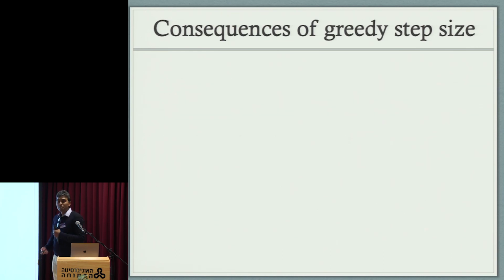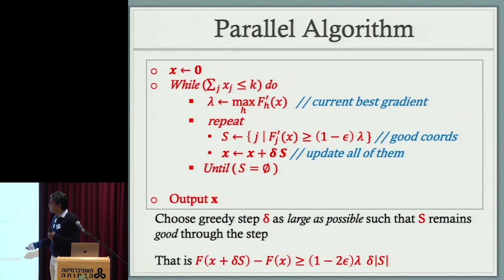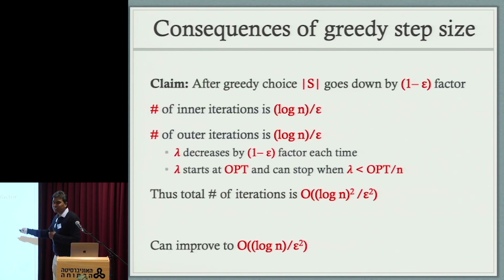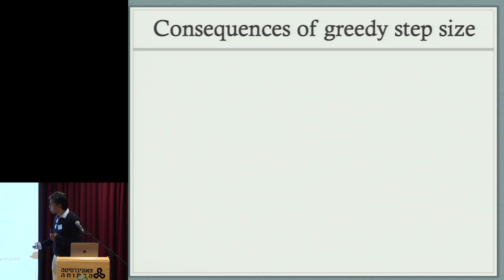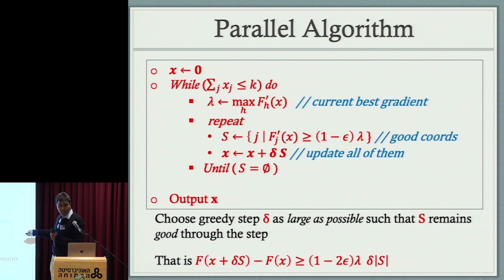Okay, the claim is, because we took this greedy step size and I chose this a little bit carefully, that after the greedy step, the size of this set goes down by a 1 minus epsilon factor. Okay, so let me go back to the algorithm, right? What happens? You start with the best gradient. You picked all the good coordinates and you increased all of them by a little bit, as much greedily as possible. But I'm not done, right? I go back to this loop.